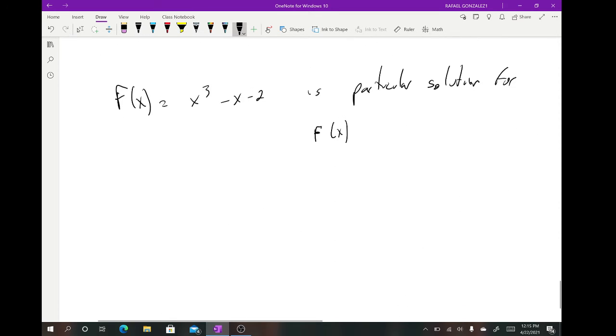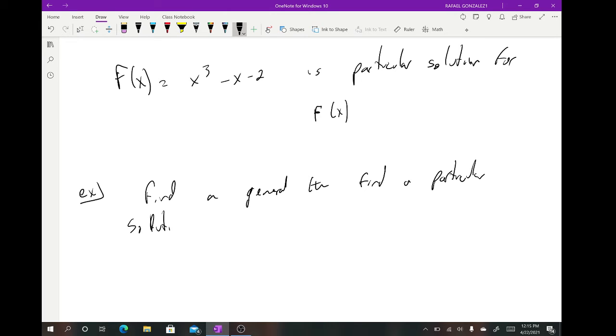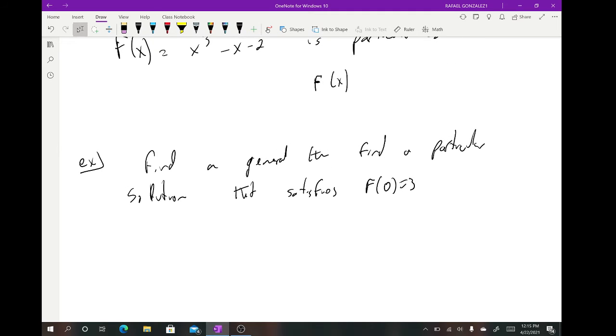So if you're given an initial condition, it is often possible to find a particular solution of the derivative. So for example, let's do another one. Let's say somebody asked us to first find a general solution, then find a particular solution that satisfies, let's say, f of 0 equals 3. And the derivative given is f of x equals e to the x.